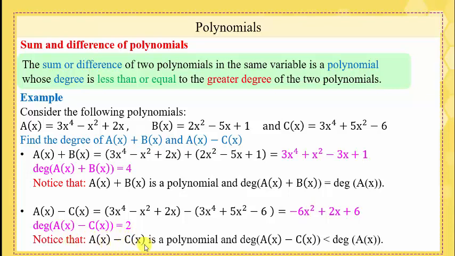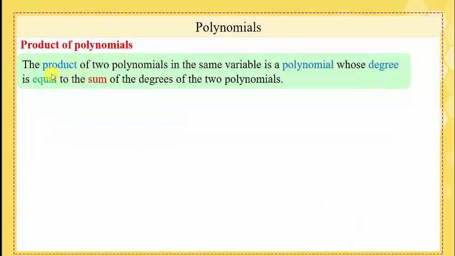Notice that A(x) - C(x) is a polynomial and the degree of A(x) - C(x) is less than the degree of A(x). Product of polynomials. The product of two polynomials in the same variable is a polynomial whose degree is equal to the sum of the degrees of the two polynomials.